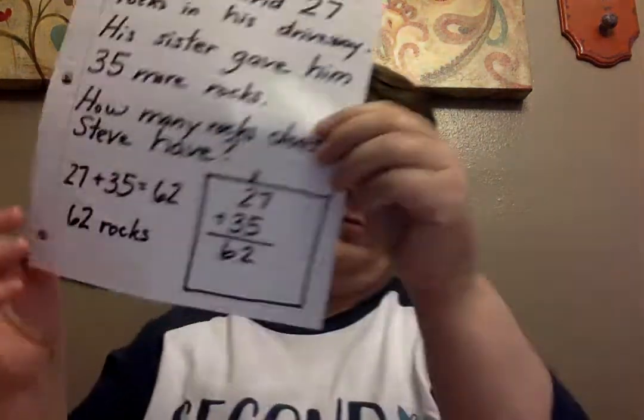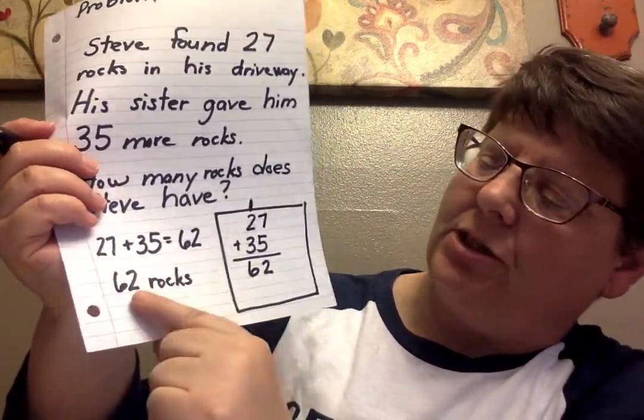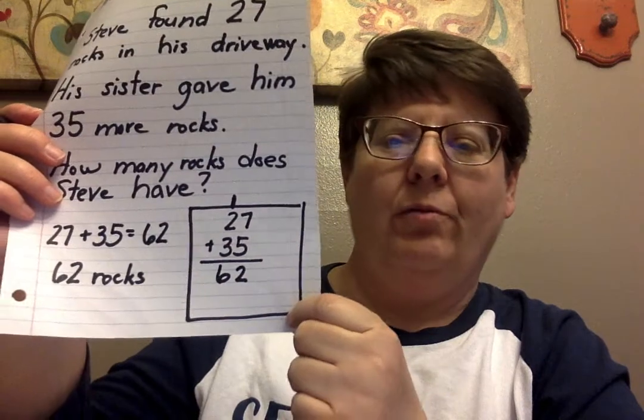Now I'm going to add my tens column. 2 plus 3 is 5, and 1 more is 6. So how many rocks does Steve have? He has 62 rocks. Now I'm going to write my equation. 27 plus 35 equals 62. And then I'm going to write my answer, 62 rocks. So there's my equation, 27 plus 35 equals 62, and the answer, 62 rocks. And in my workspace, I showed my work for the problem.